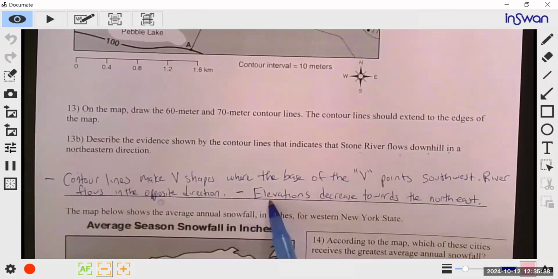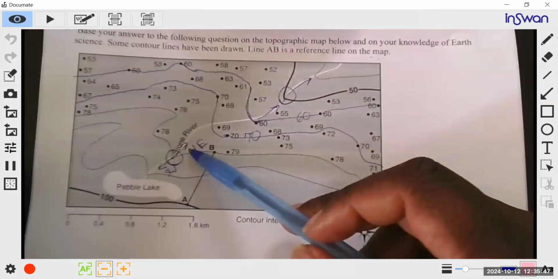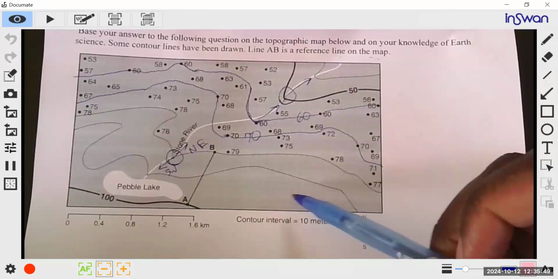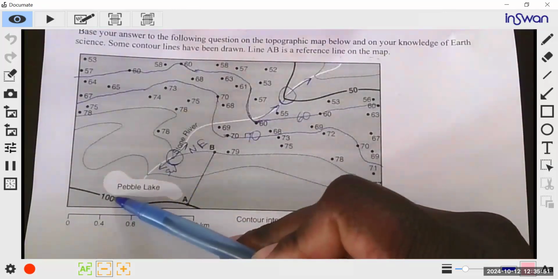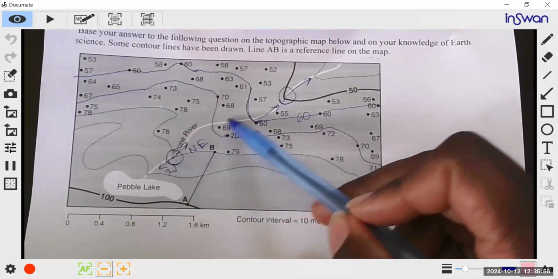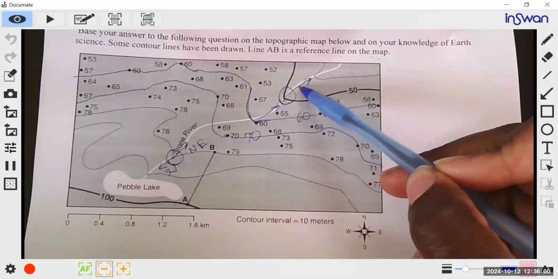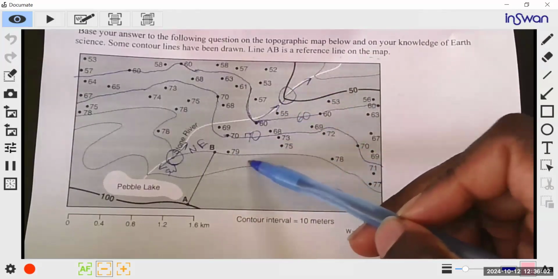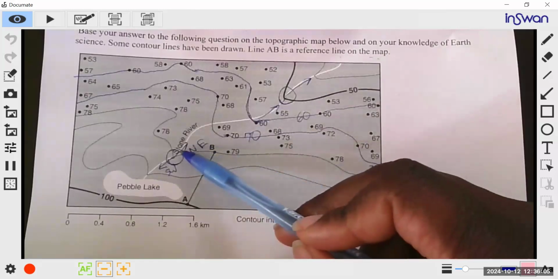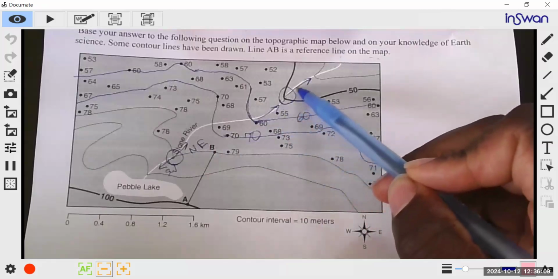You could have also said that elevations are decreasing towards the northeast. If you take a look, right, the river always flows from higher elevation to lower elevation. The higher elevation numbers are right here. And if you'll notice, where the river is flowing, the numbers get smaller as you're heading northeast. So that's another way to determine which direction the river flows. It flows in the direction where elevation numbers are decreasing on the river.